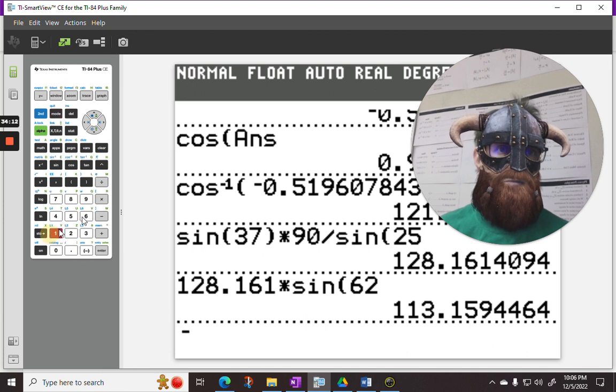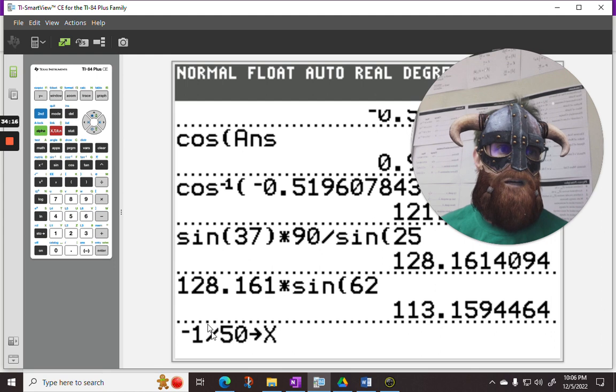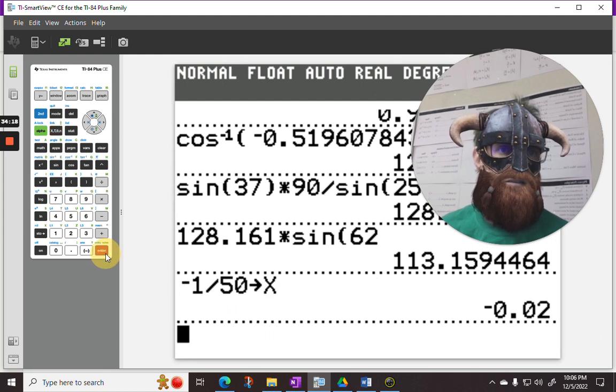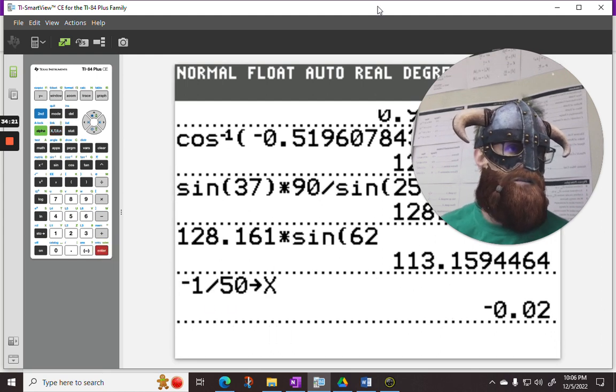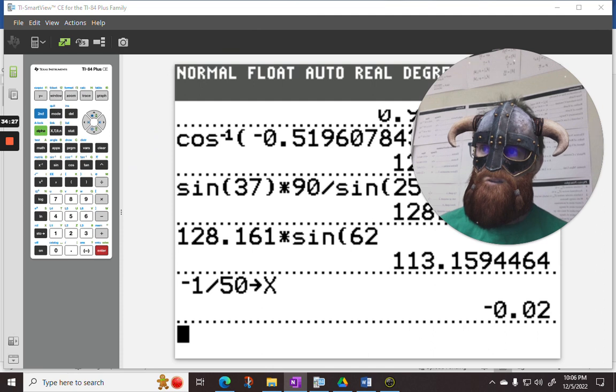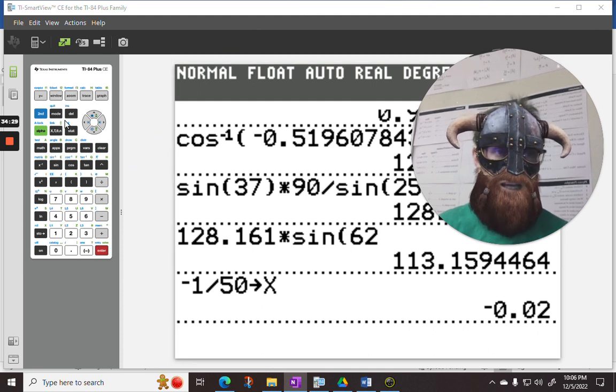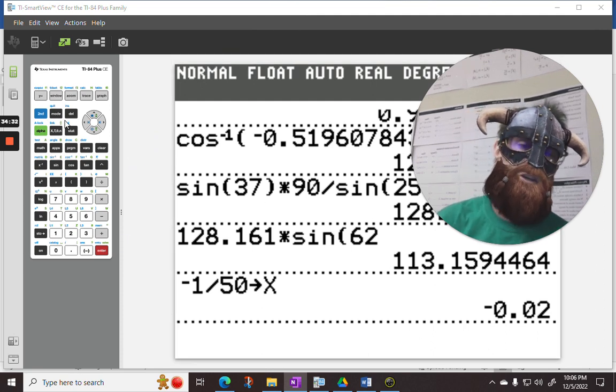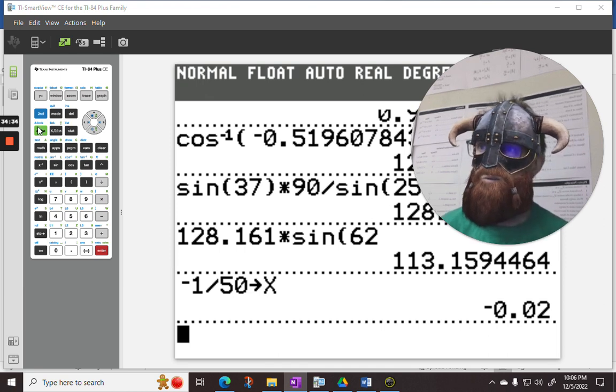So what I'm going to do is put negative 1 over 50 into my x spots. Remember, you can use the STO, put a little x there, so this way I don't have to keep typing negative 1 over 50 each time. Then I'm going to start typing out the equation on the left side and hit enter. Then I'm going to type the equation on the right side, hit enter, and see what happens.